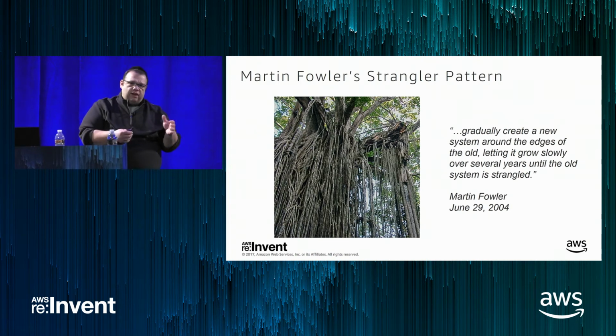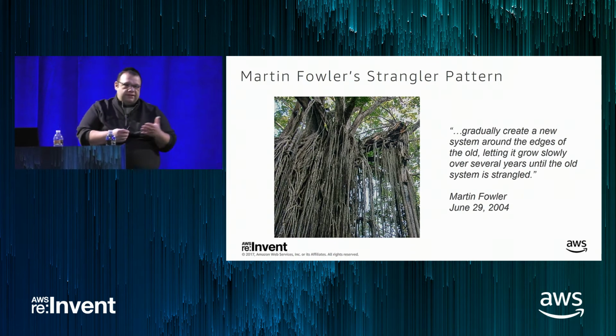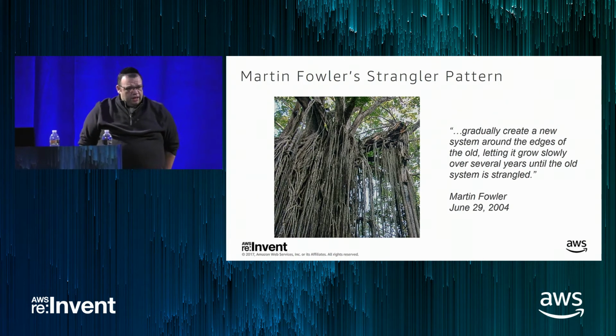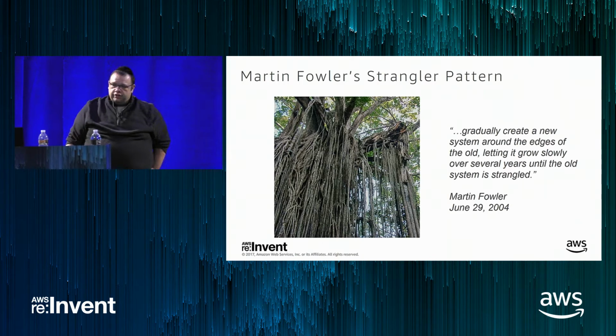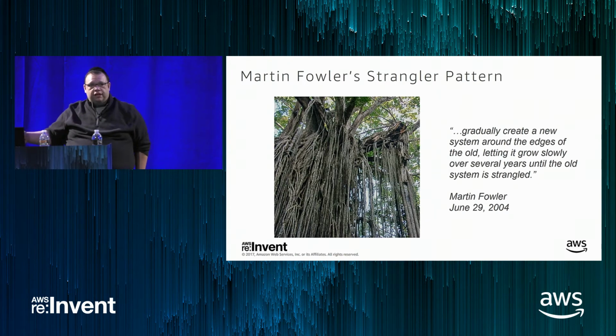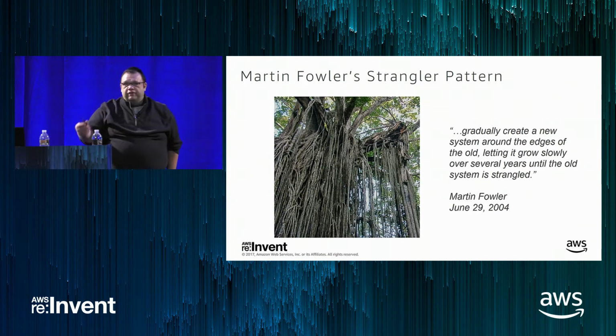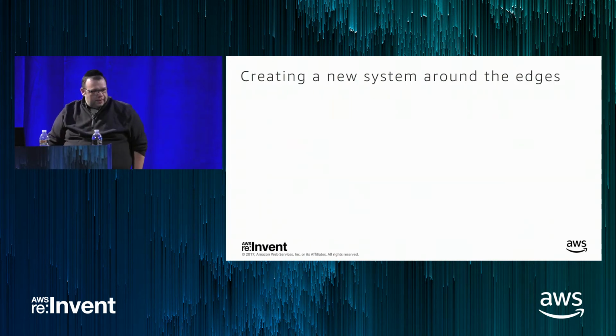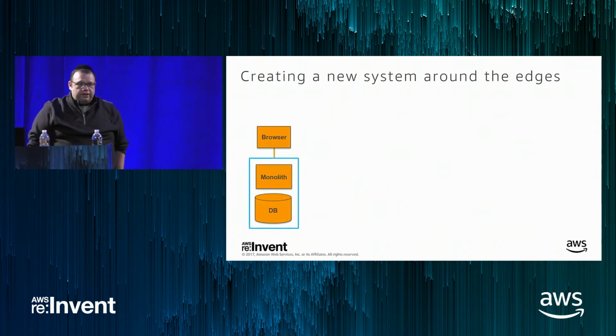So he basically made an observation to take the same approach for monolithic to microservices migrations, where you're going to develop a new system around the edges, and over time, more and more functionality will move to that new system, and that original old system will eventually be strangled. So on a high level, what does that mean?